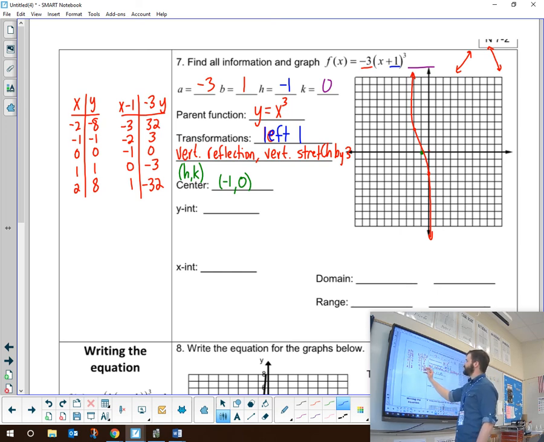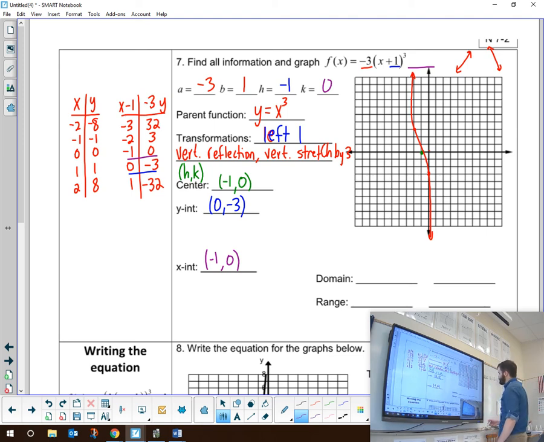Look, my y-intercept is when x is 0, so I have a y-intercept at 0, -3. And my x-intercept is when y is 0, so we have an x-intercept at -1, 0. Now, it doesn't always work out perfectly, so make sure you're using your table, make sure you're using Desmos to help you with this.